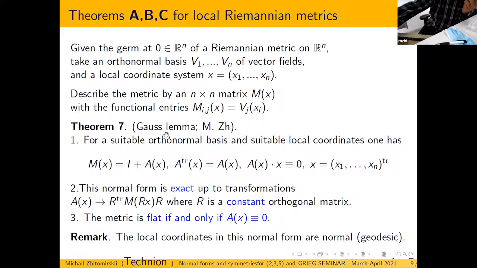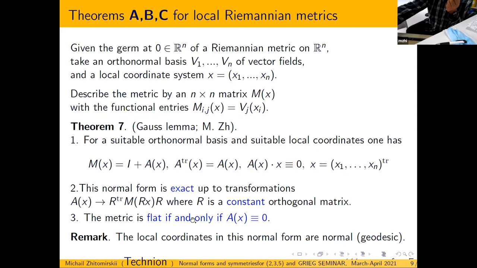Now I want to give a new life to what is called, though unfortunately not very well known, the Gauss lemma. It is not formulated by Gauss in such a way, but de facto it is attributed to Gauss. Anyhow, theorem: there exist a suitable orthonormal basis and suitable local coordinates such that the matrix that describes the Riemannian metric is as follows. I is the identity matrix plus an n by n matrix A(x), which satisfies the following condition: it is symmetric, and multiplied by the column x1, ..., xn, it gives zero. Well, it is the first statement. The second statement is that this normal form is not almost, but absolutely exact, up to the transformation where R is any constant orthogonal matrix.